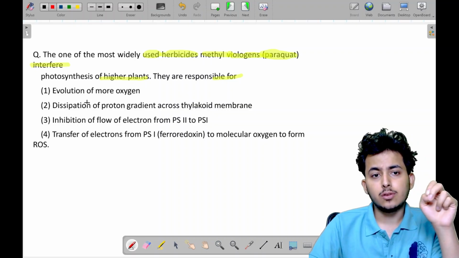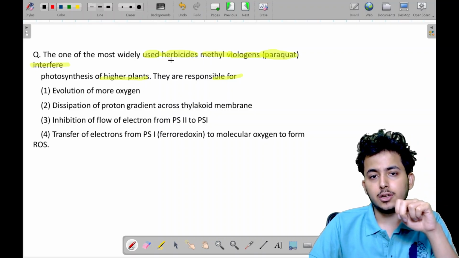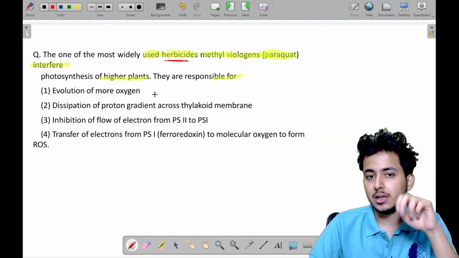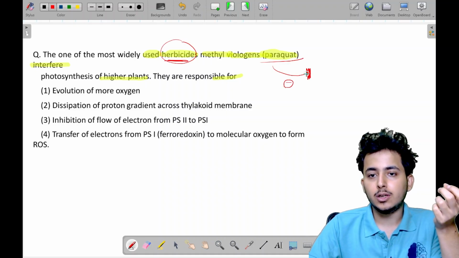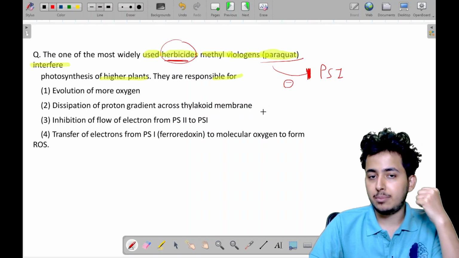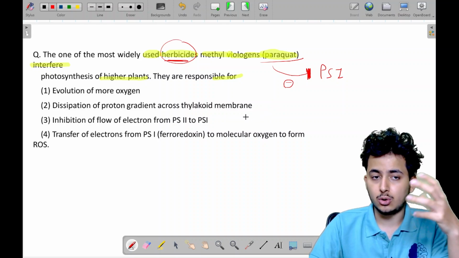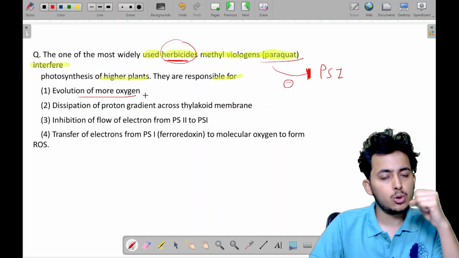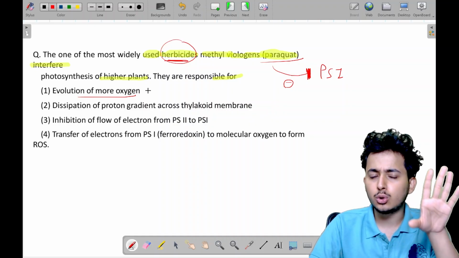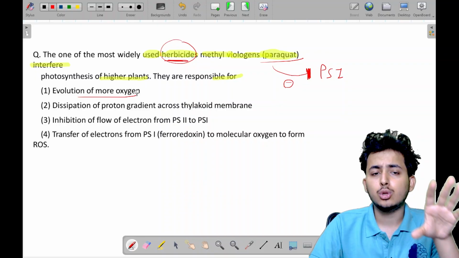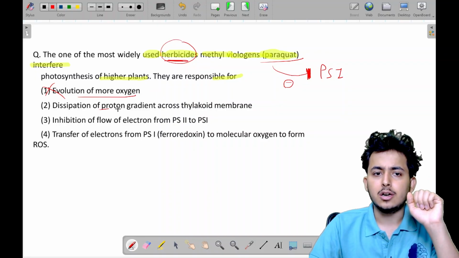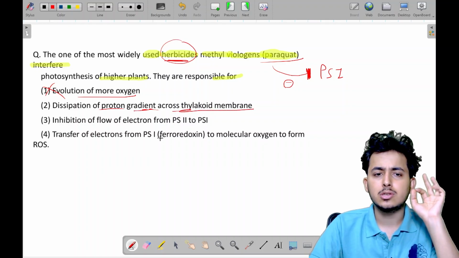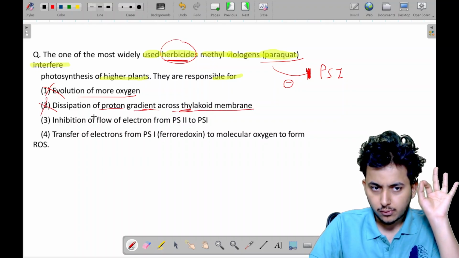So in the case of herbicides, it is asking that when herbicides like paraquat inhibit your photosystem 1, what is the causation? Does evolution of more oxygen happen? Did I tell you anything to do with oxygen? Oxygen evolution is associated with PS2 and that is functioning properly, so this might be the wrong answer. Dissipation of the proton gradient across the thylakoid membrane: there is no change in the proton gradient, that is also false.